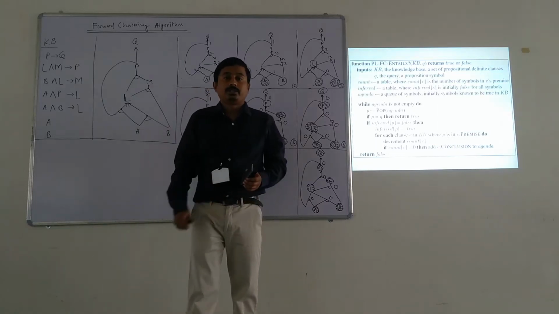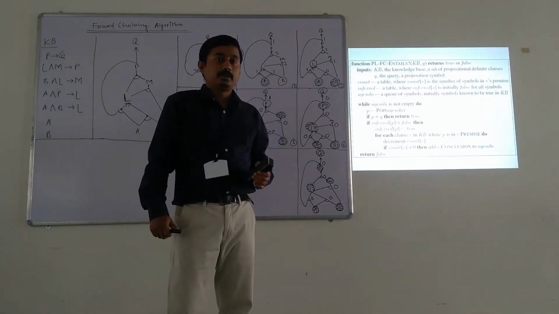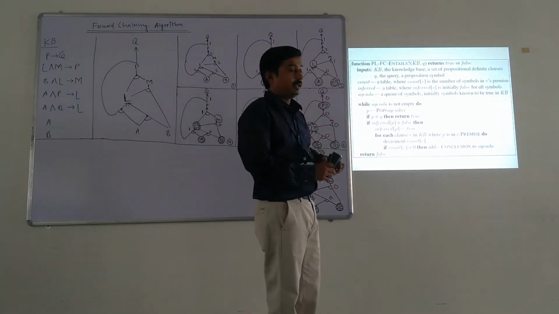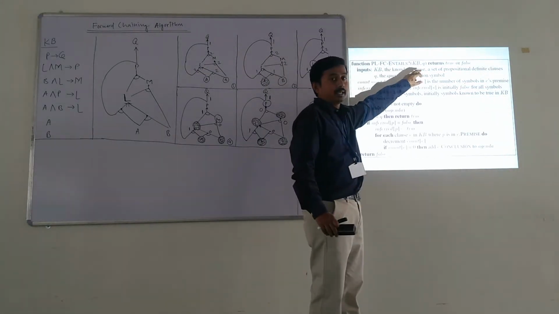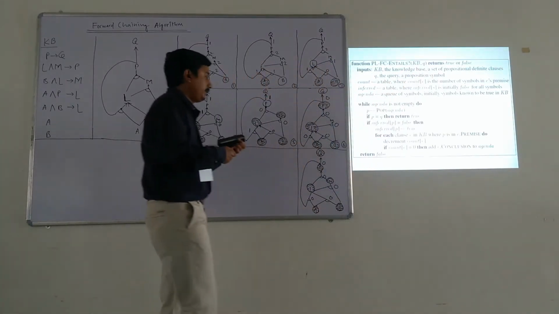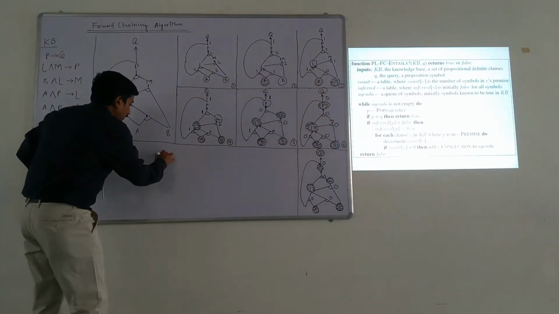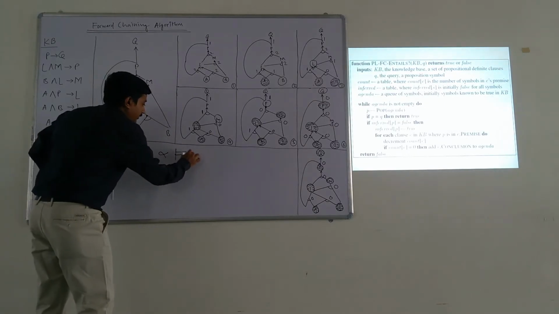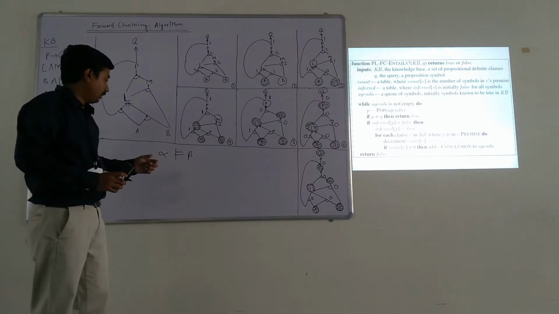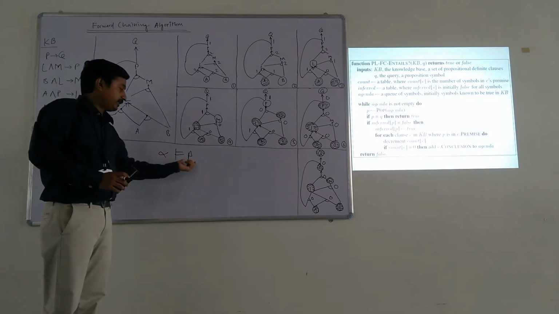Now we see the forward chaining algorithm, which is a simple reasoning algorithm. This is the algorithm where we are finding whether this knowledge base KB entails the symbol Q. And what do we mean by entailment? Alpha entails beta if and only if in every possible model, if alpha is true, beta should be true.